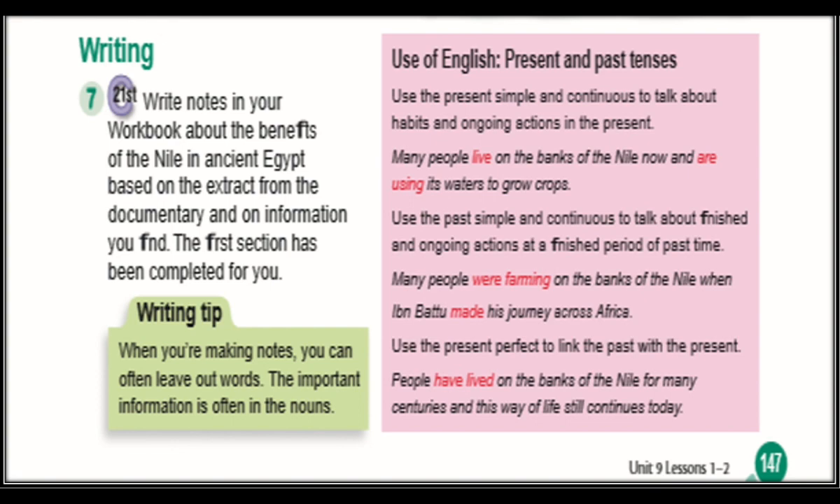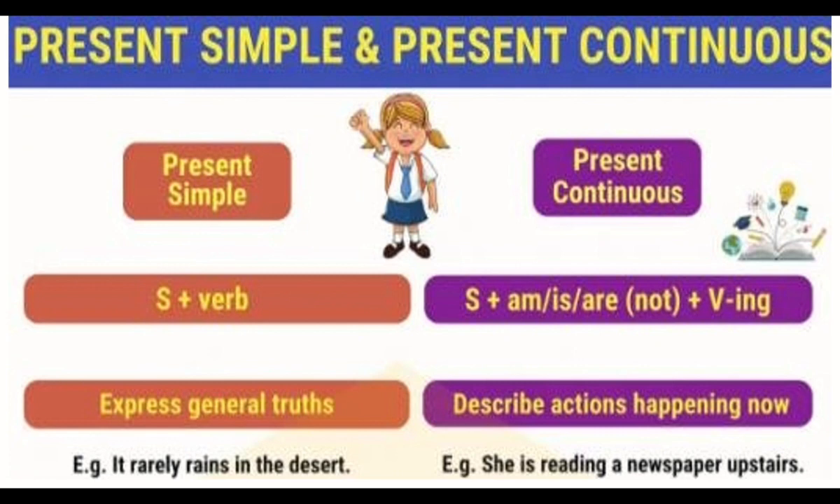After reading the use of English section in your course book, let's check the main form of each tense and what we use it for. Starting with present simple and present continuous tense. Present simple, we use subject plus verb in the infinitive form without any additions. This is with I, we, you, and they. We add s with he, she, and it. This is the present simple form.